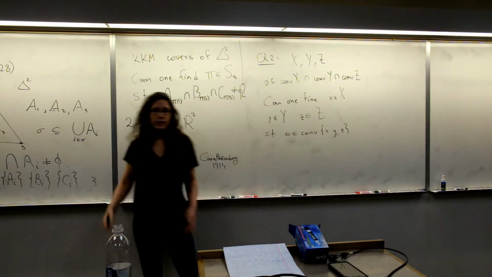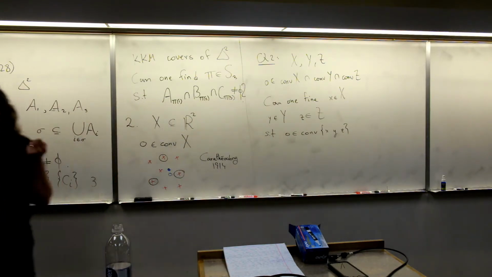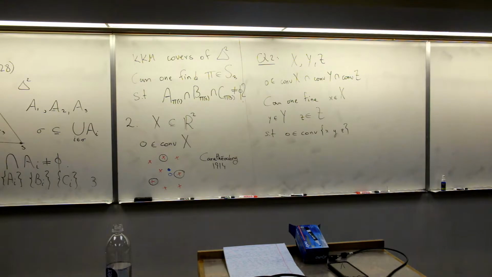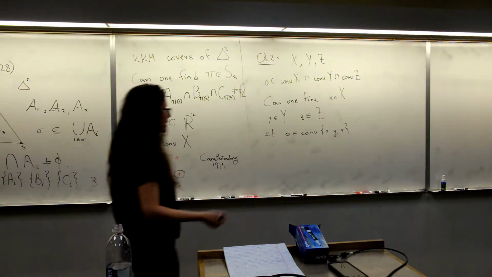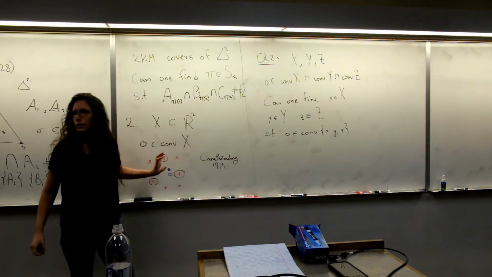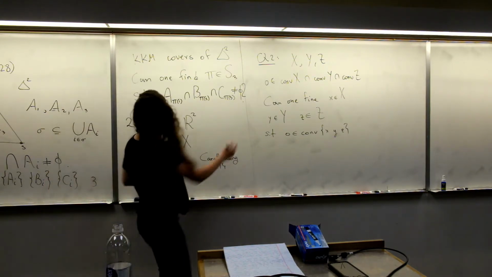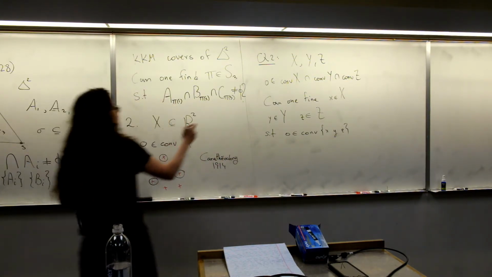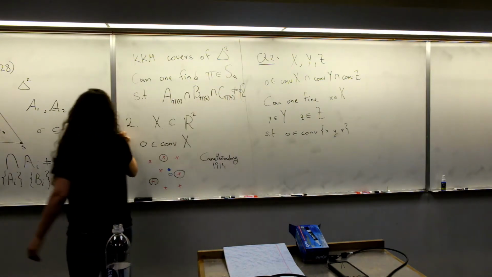So can we find a colorful selection of 1 point from each set, when we think about these sets as colors, such that 0 is in their convex hull? And let us call this colorful Caratheodory.